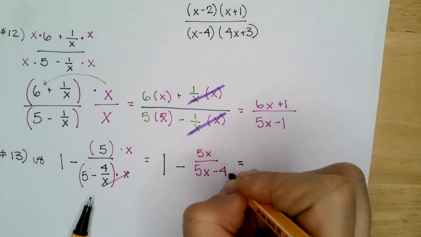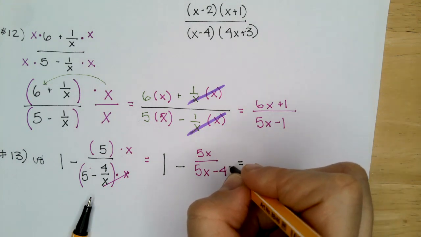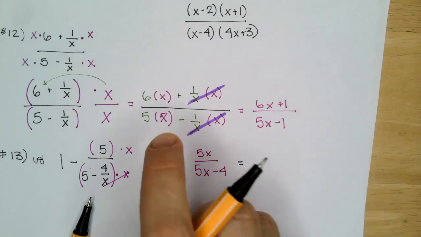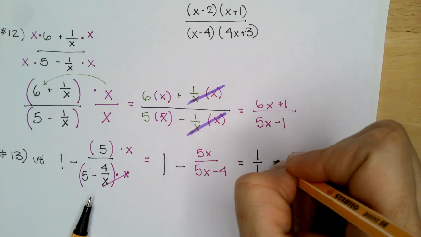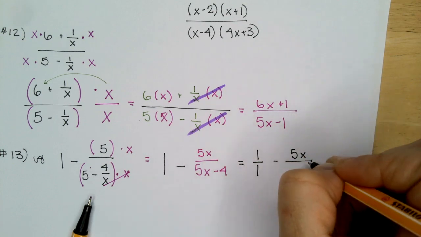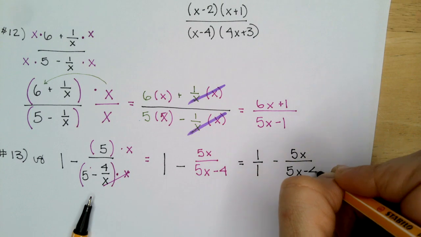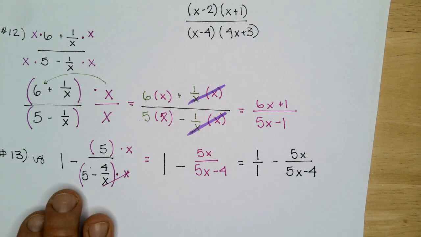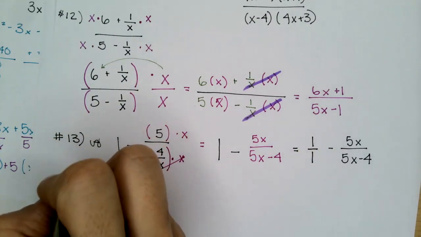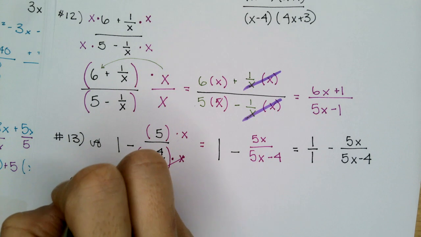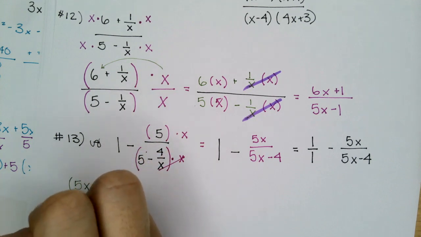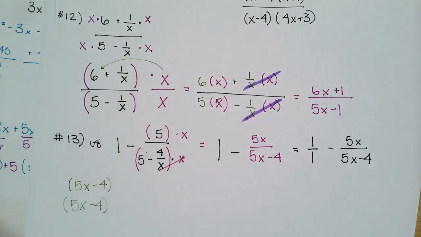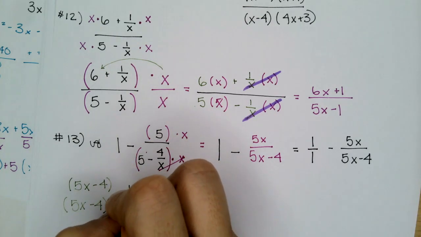What we need to do now is make common denominators to one common denominator so that we can subtract. So here 1 is just 1 over 1, right? But this denominator is 5x minus 4. So what's the common denominator between 1 and 5x minus 4? It's 5x minus 4. So you want to take 1 over 1 and multiply both the top and the bottom by 5x minus 4. So we're multiplying that by our 1 over 1.